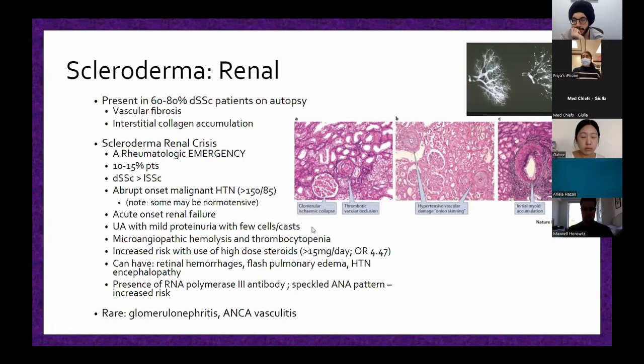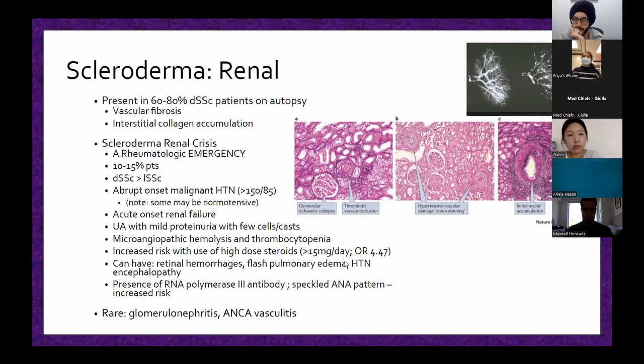You can look for protein with few cells in the urine. It may not have significant RBCs or white blood cells, like you may see, for example, in a lupus nephritis patient or ANCA vasculitis patient, but it is a good thing to check for. Like I told you before, in terms of microangiopathic hemolysis and thrombocytopenia, you can get your heme colleagues involved to look at the smear and to trend these lab parameters, because that's pretty classic for scleroderma renal crisis.